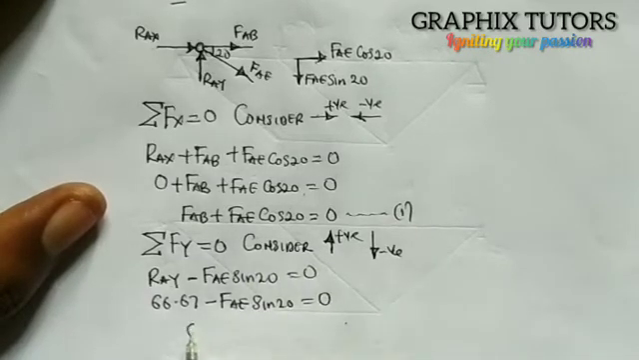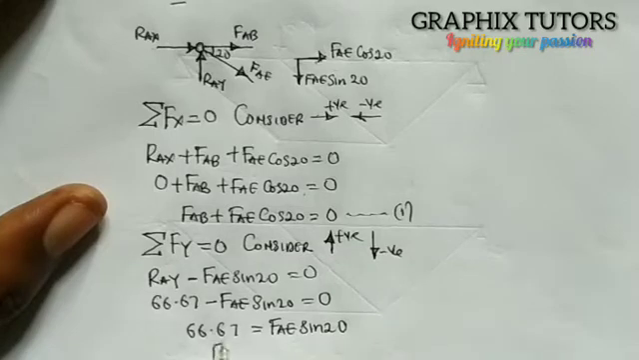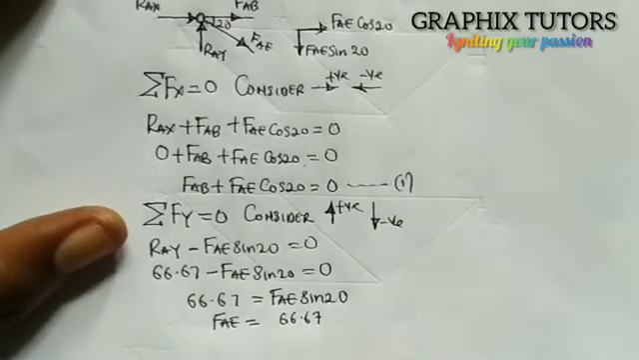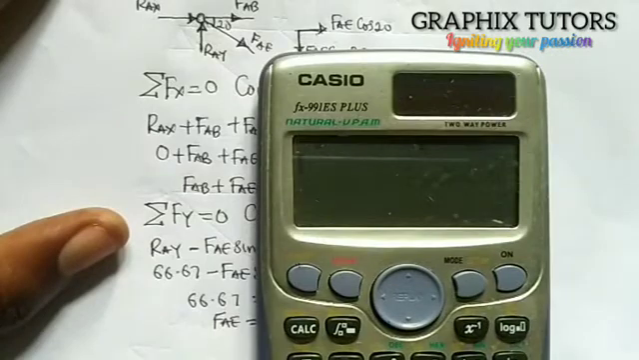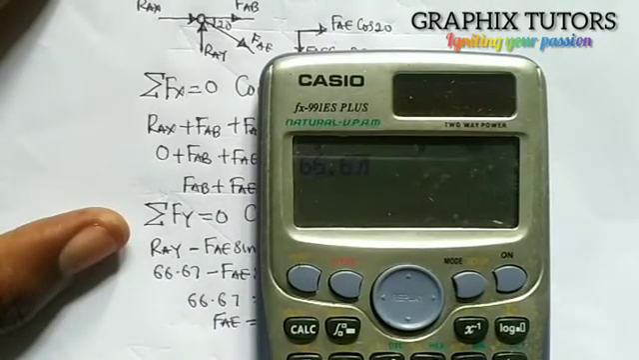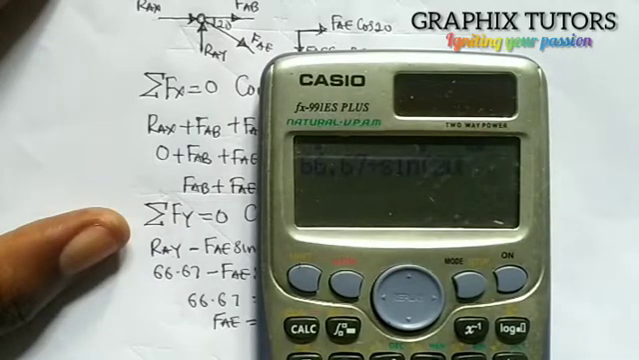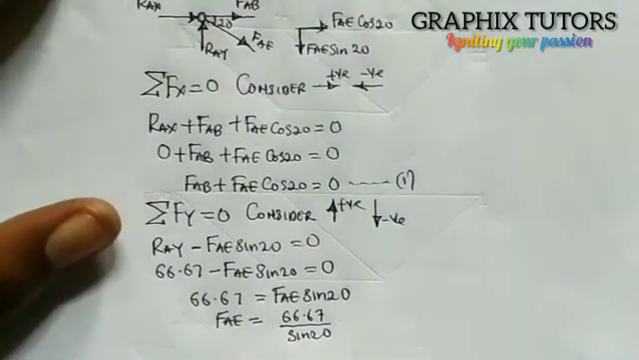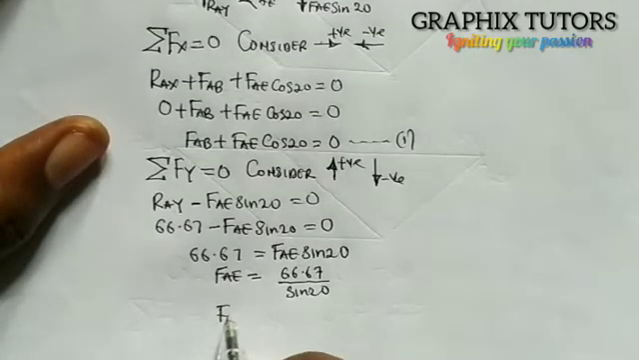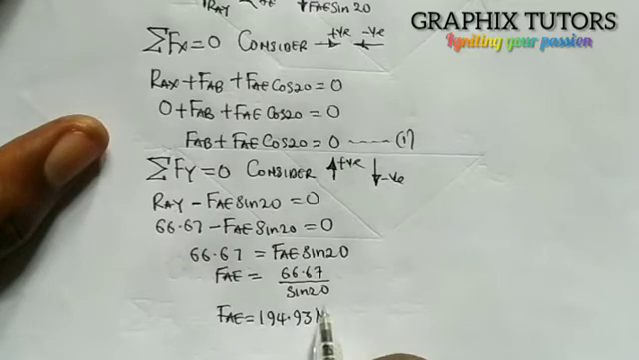So if I take it to this side, 66.67 will now give me FAE sine 20. If I divide both sides by sine 20, my FAE will be equal to 66.67 divided by sine 20. So if I use my calculator and press 66.67 divided by sine 20, that will give me 194.93. So my FAE here will be 194.93 Newton. That's my FAE.